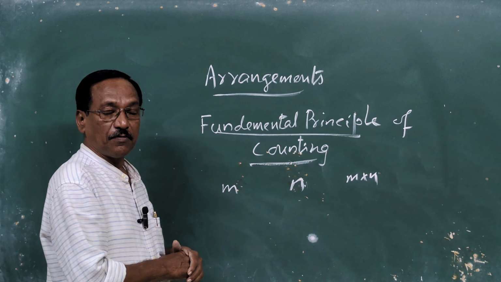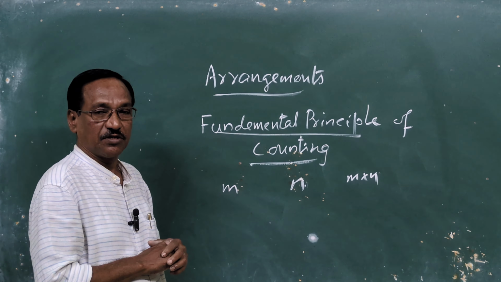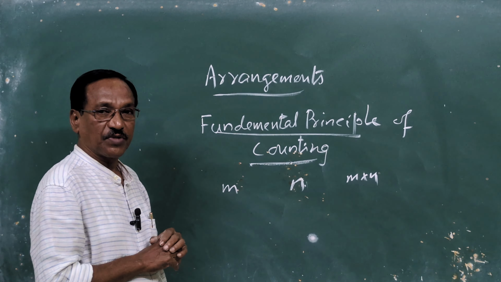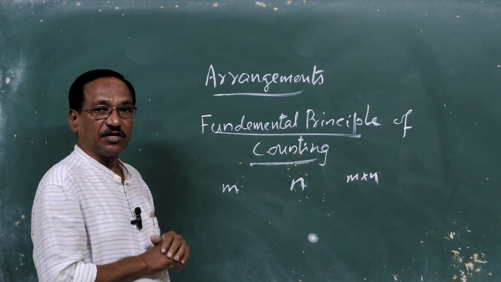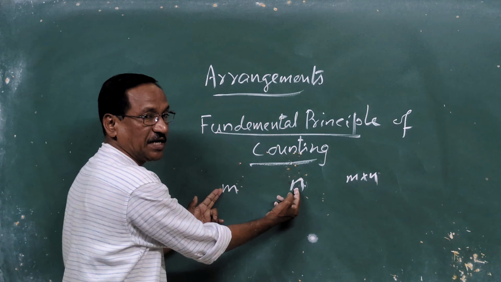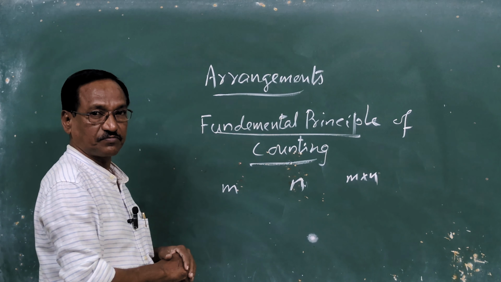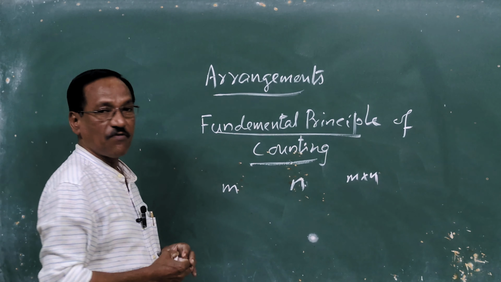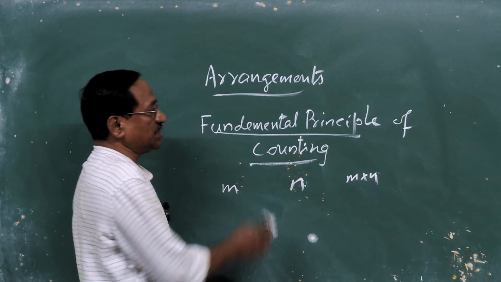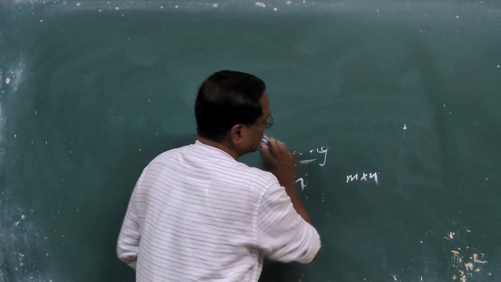This is the basic principle behind all the problems of arrangements. Whenever two things together are to be done, to get the total number of ways in which that can be done, you should multiply the number of choices of both the things. That is the fundamental principle of counting. Now let us see some problems related to arrangements.